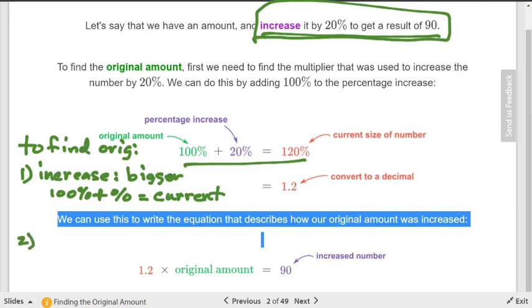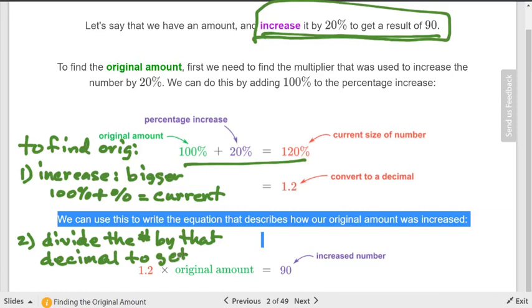Second, instead of multiply, we divide the number by that percent, or that decimal. Let's write it as a decimal. It's very simple. Divide by the decimal to get the original. Two steps. We added 100% to the percent, just like we always did. So 100% plus 20%, because we increased this number.